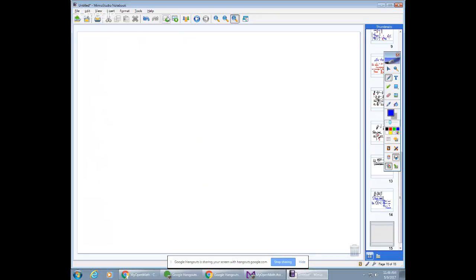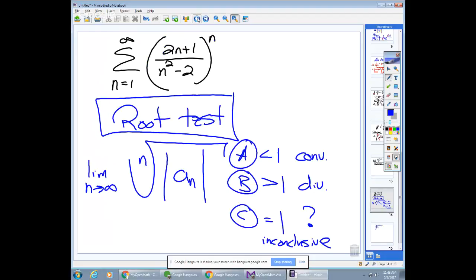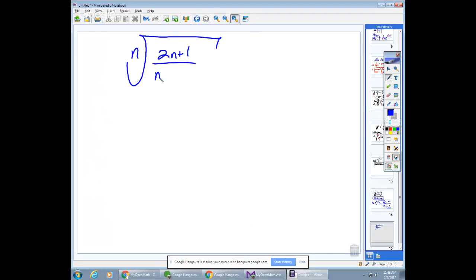So what we need to consider is what is the nth root of my nth term? So 2n, what was it, minus 1, plus 1, plus 1 over n squared minus 2 to the power n. And what's the nth root of the power n? That gives us a power of 1. So this is just the base, 2n plus 1 over n squared minus 2.